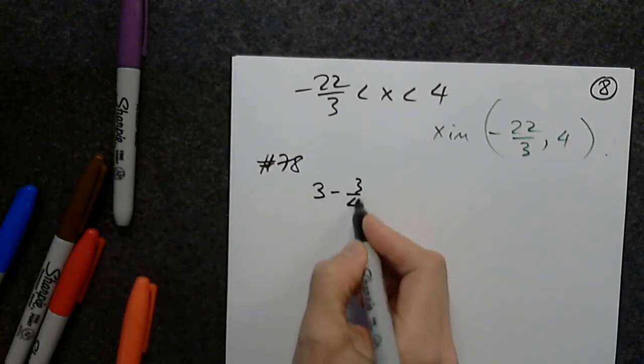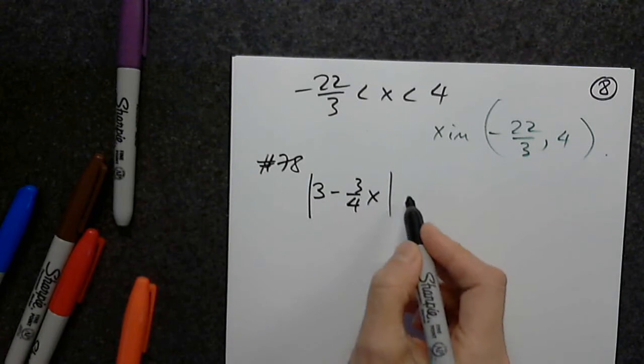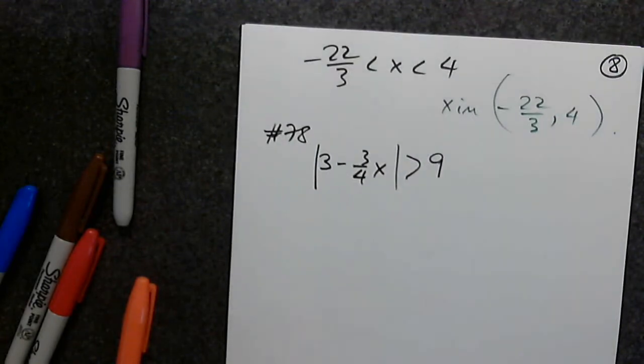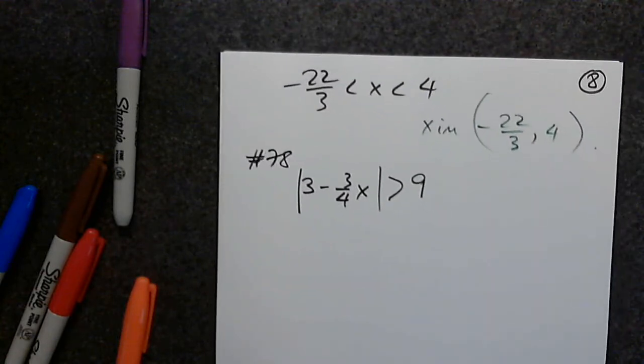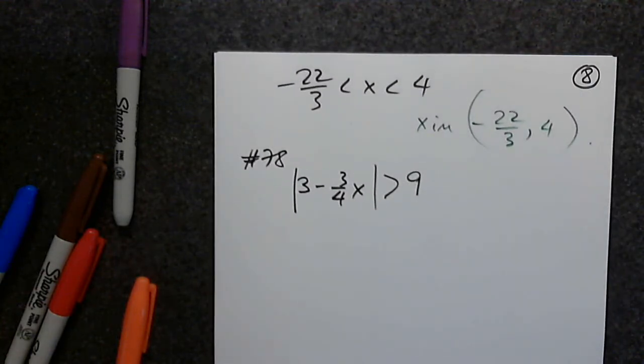3 minus 3/4 x in absolute value greater than 9. Yes. For that, because you know that x is in between negative 22/3 and 4, why didn't you put the solid brackets? Because there is no equal symbol. The equal symbol is the bracket. Okay, all right, thank you. Sure. So now, we have it, yes, go ahead.